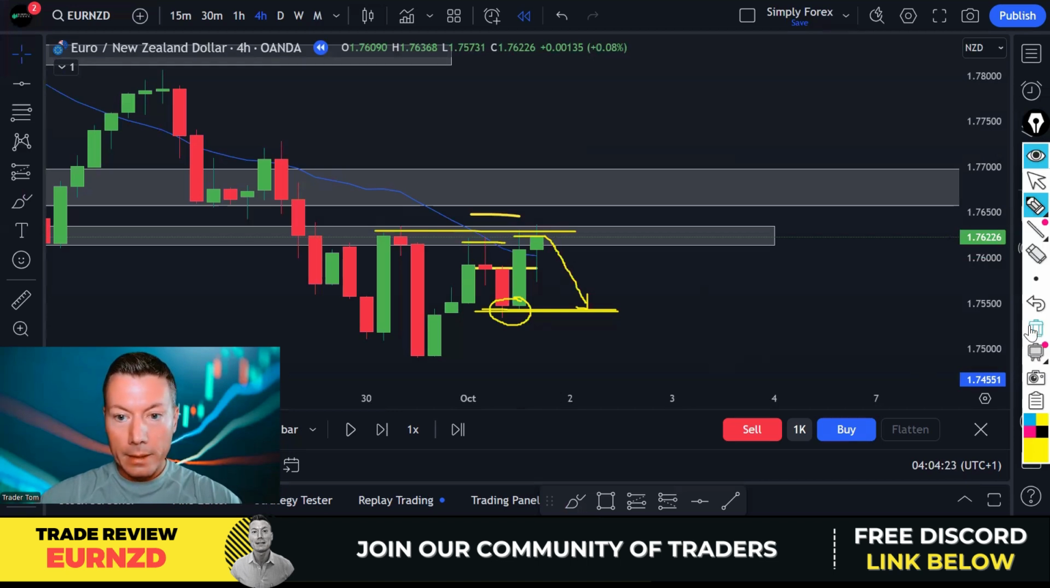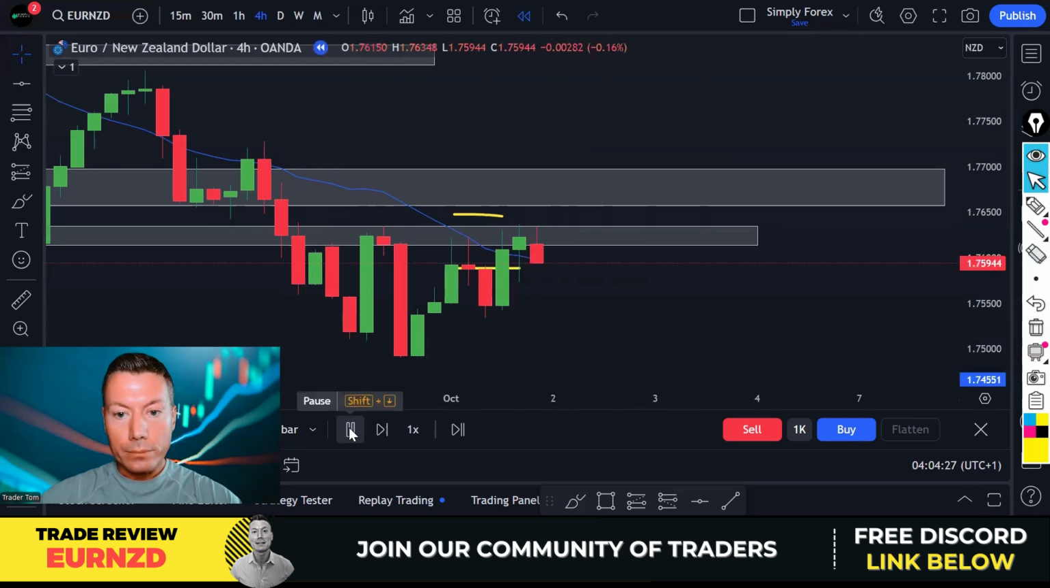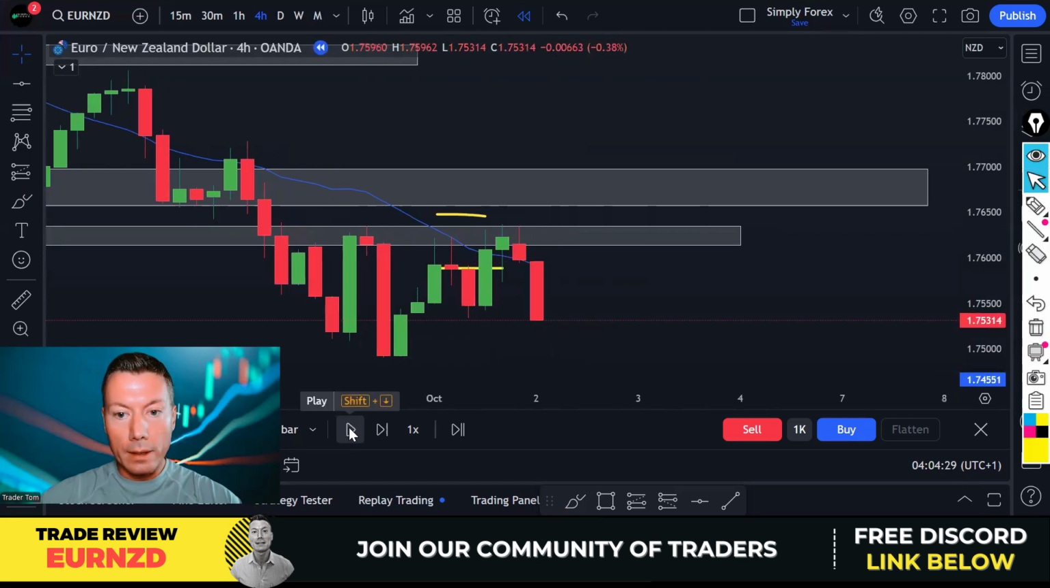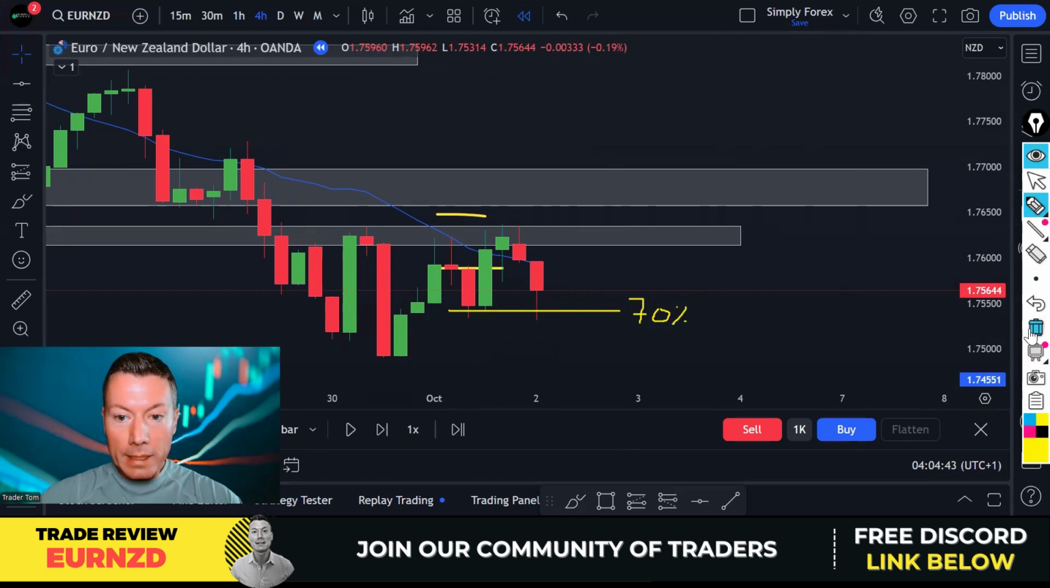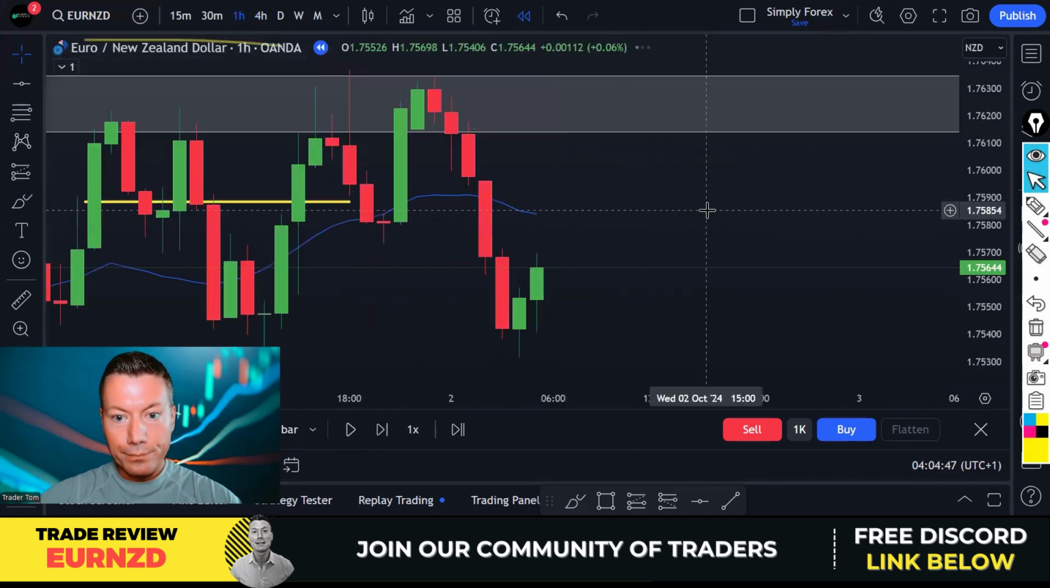All right. So if we play this along now, right? And there you can see, right? I closed most of my trade at 46. In fact, 70% of the trade I closed here. Okay. Now I've still got 30%, and I'll show you exactly what I did with this on the H1.